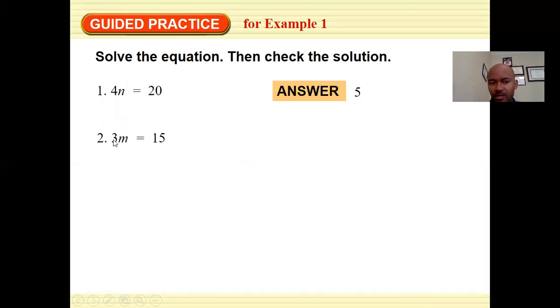Same principle here. We're going to divide both sides by 3 because we want to get rid of this 3 to find what m is. Your answer would be 5. 5 times 3 is clearly 15.